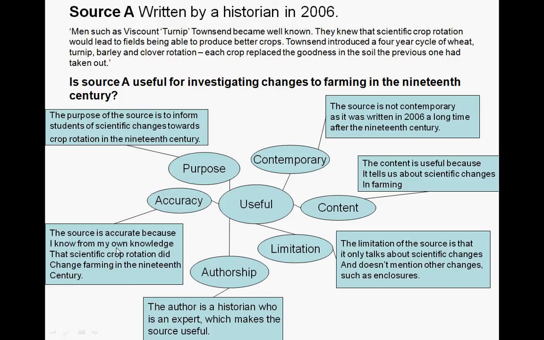The source is accurate because from my own knowledge I know that scientific crop rotation did change farming in the 19th century, and the purpose of this source is to inform students of scientific changes towards crop rotation in the 19th century. You would then round this off by saying, therefore, Source A is useful for investigating changes to farming in the 19th century. And it's quite important that you put that in. Simply stating whether it's contemporary or not, content, limitation, and not relating it to the question, will lose you marks. So make sure at the end of all that you've put, therefore, Source A is useful, or if you don't believe it's useful, is not useful for investigating changes to farming in the 19th century.